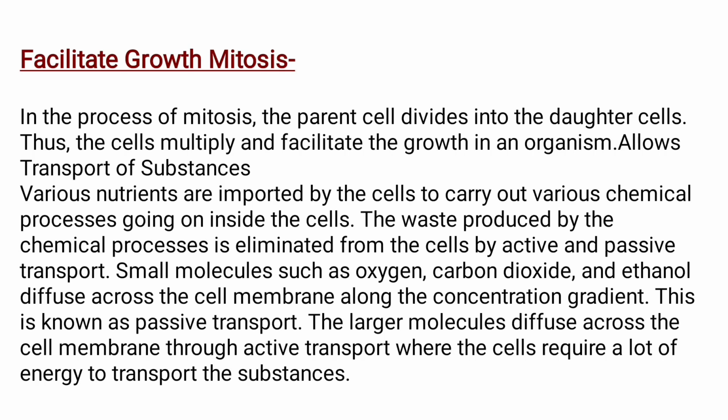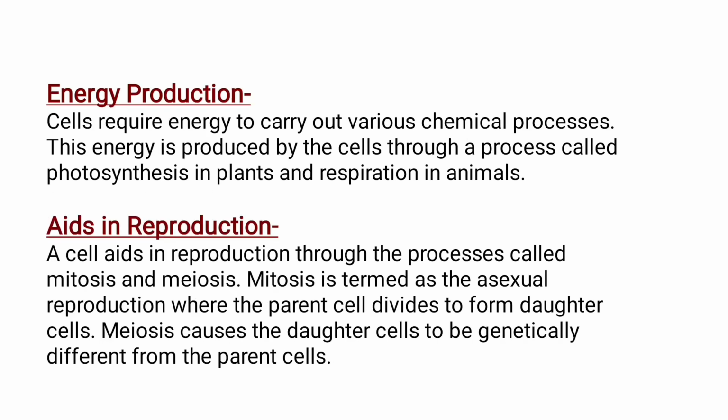The waste produced by the chemical processes is eliminated from the cell by active and passive transport. Small molecules such as oxygen, carbon dioxide, and ethanol diffuse across the cell membrane along the concentration gradient. This is known as passive transport. The larger molecules diffuse across the cell membrane through active transport, where the cell requires a lot of energy to transport the substance.